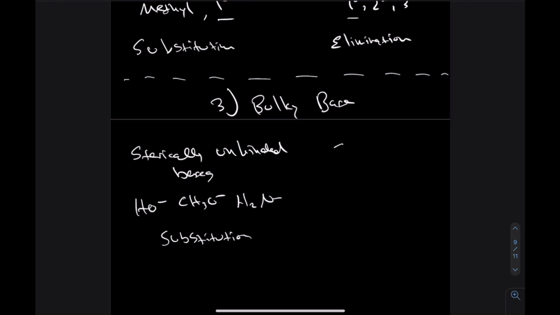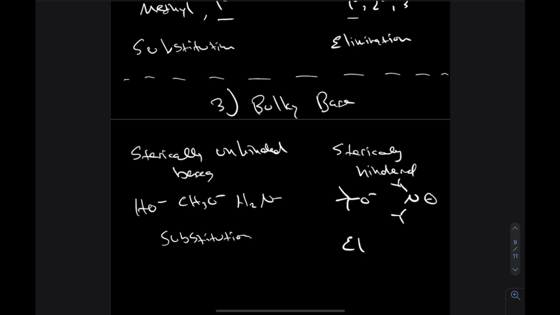Now if you have a sterically hindered base, something like t-butoxide or LDA, lithium diisopropylamide, your elimination is essentially guaranteed. Or just say that's elimination favored. All right.